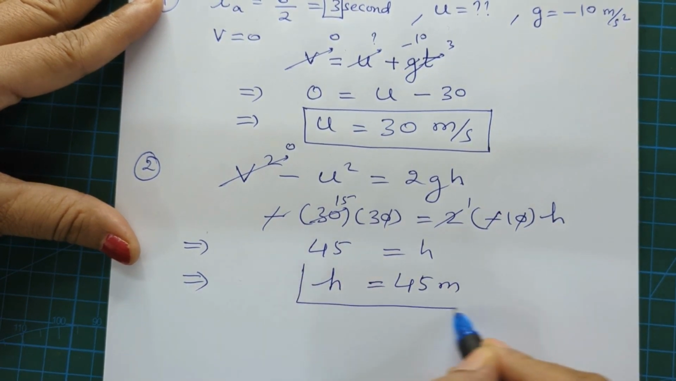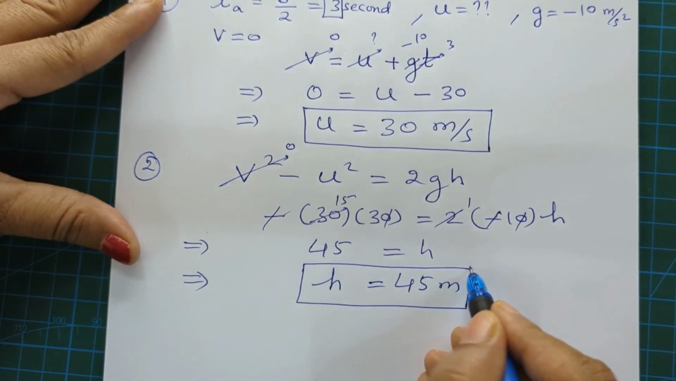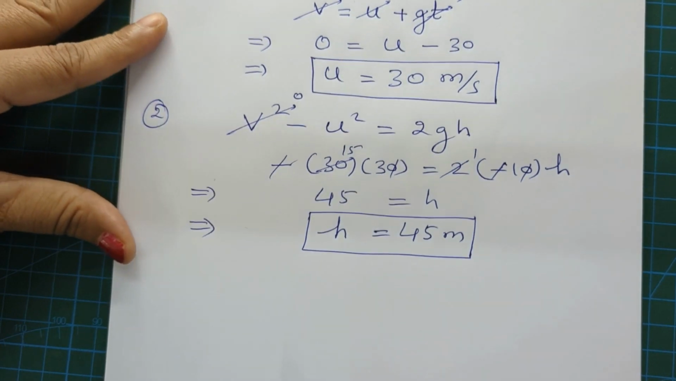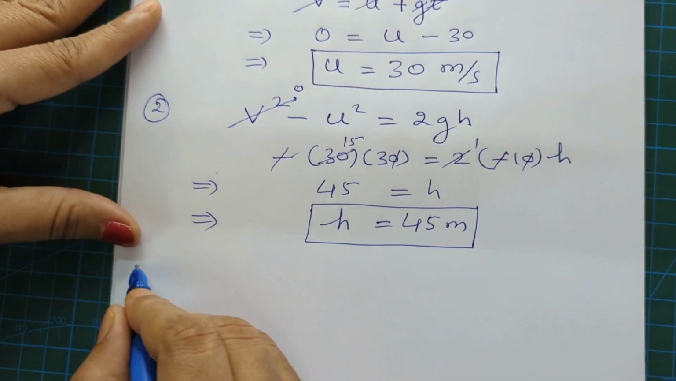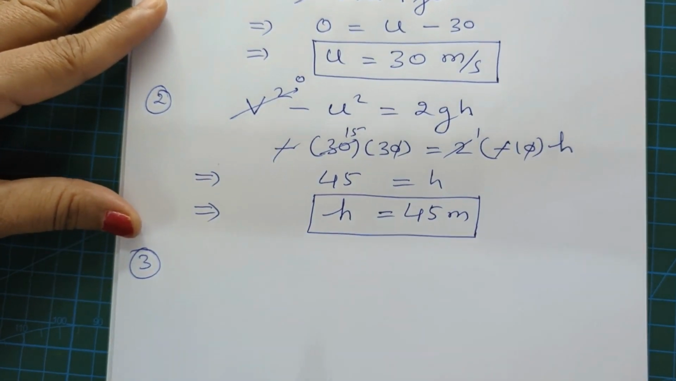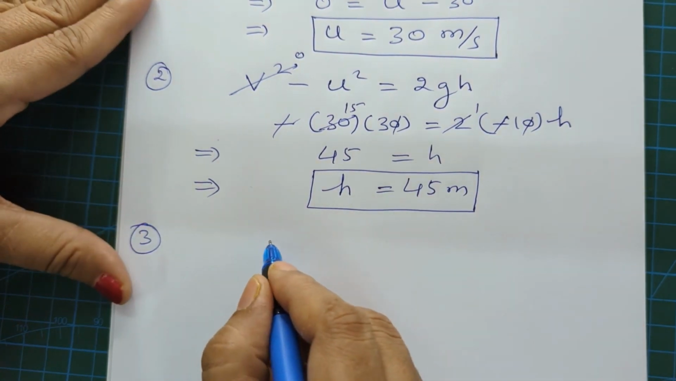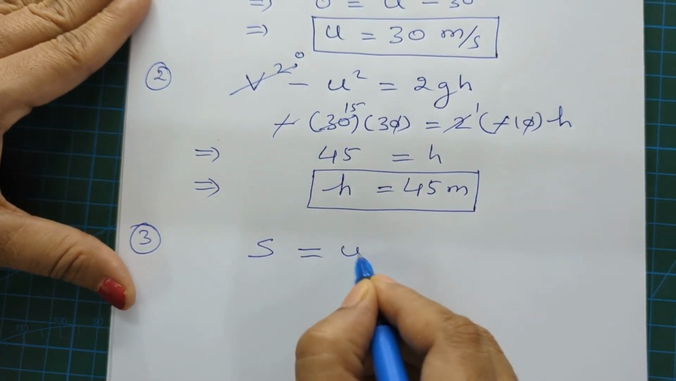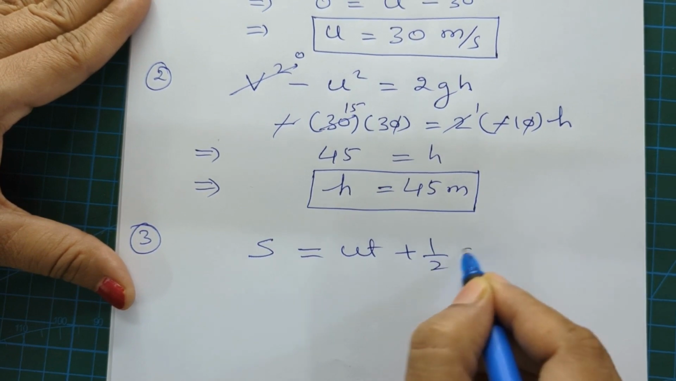After reaching 45 meters, its final velocity becomes 0 and the stone takes a return journey towards the earth. Then third one, what is the position of the stone after 4 seconds? So we will use s is equal to ut plus half gt square.